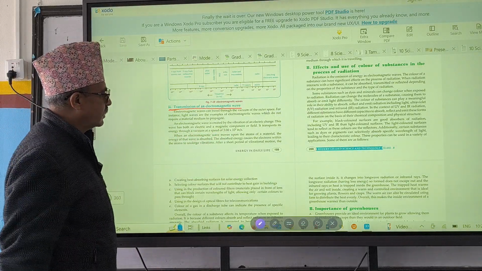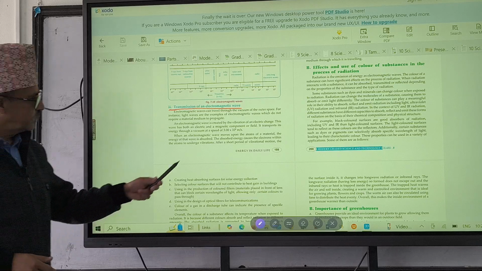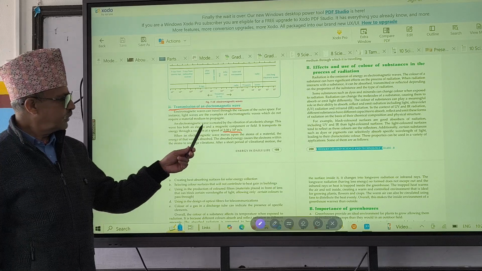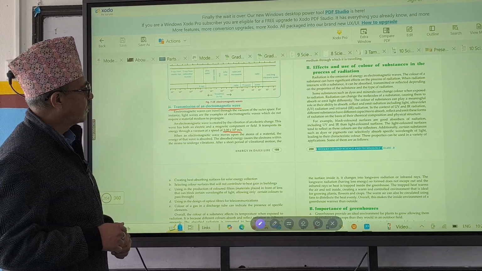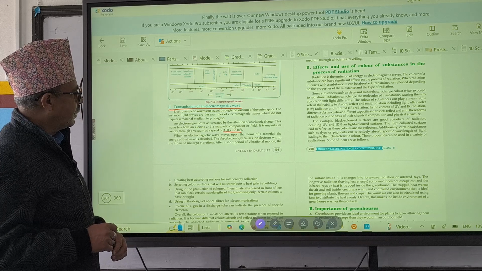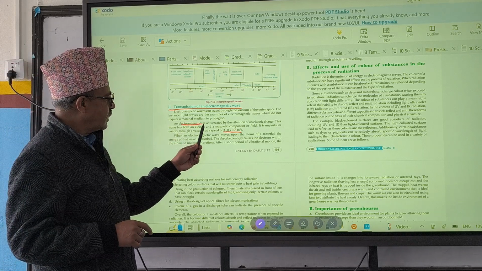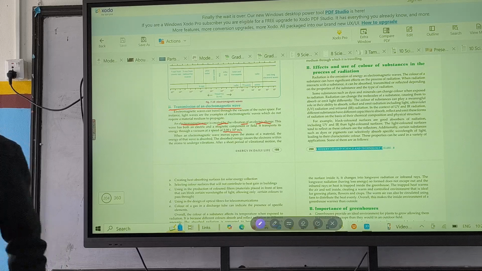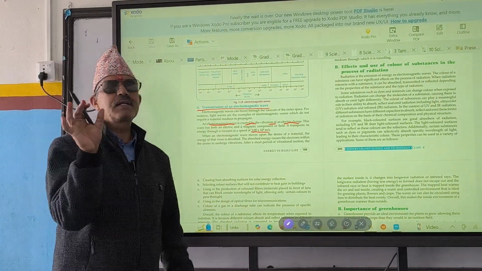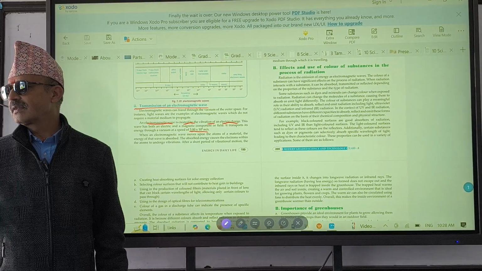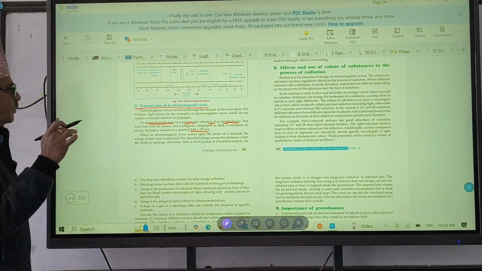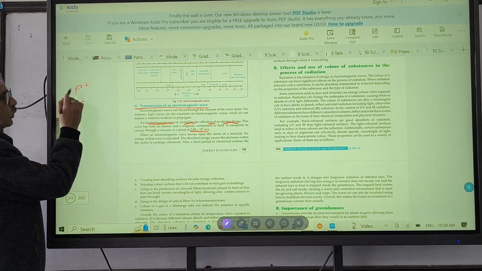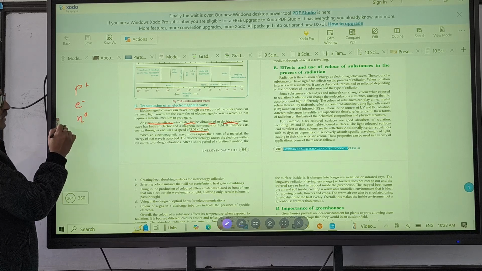Transmission of an electromagnetic wave. How does it transmit? We know the speed of an electromagnetic wave in vacuum is how much? What is the speed? 3 times 10 to the power 8 meters per second. So, an electromagnetic wave is created by vibration of electric charge. Vibration of electric charge means, you know the 3 different particles present in an atom. What are they? Proton, electron. Proton positively charged, electron negatively charged, neutron chargeless.